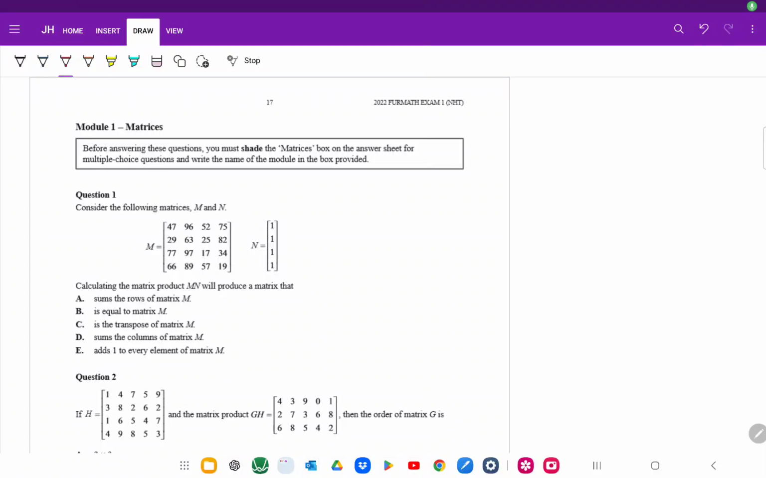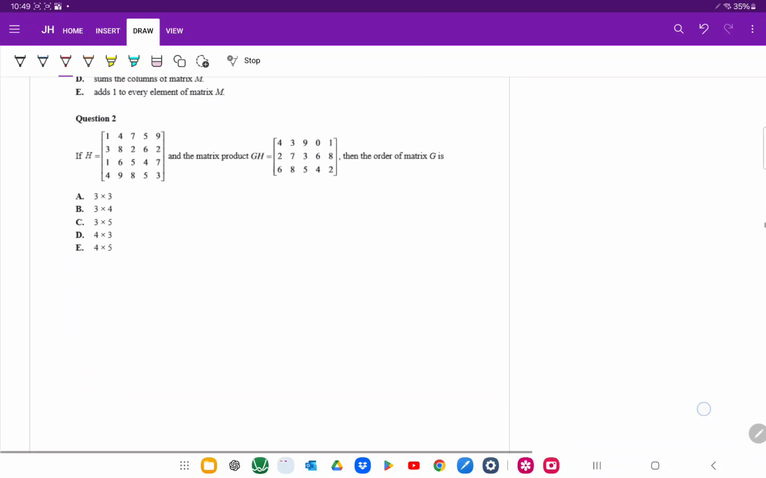So when you use m times n, it's the summing matrix. You can see that 47 plus 96 plus 52 plus 75 will be multiplied by all the ones, and you'll end up getting the sums of the rows in matrix M. For the second question, you've got H and G.